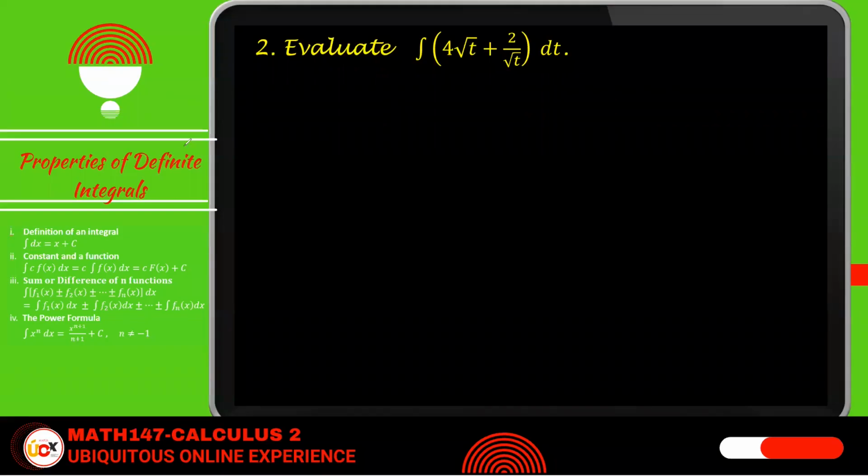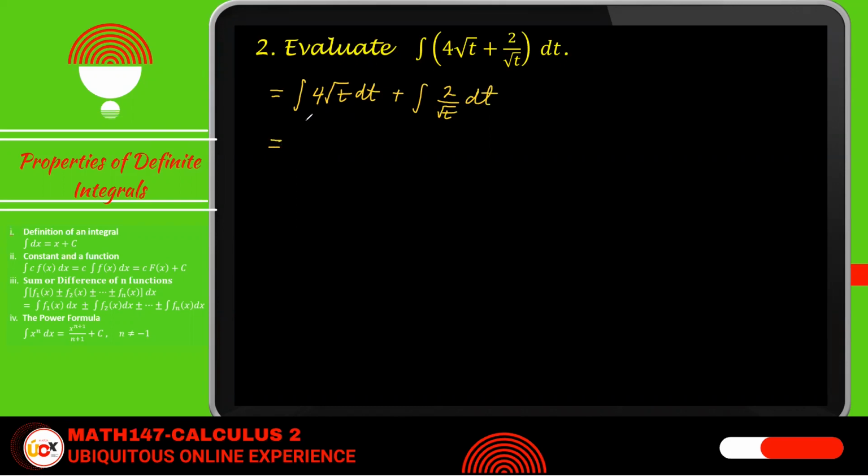Okay, another example. Suppose we are asked to evaluate the integral of 4 square root of t plus 2 over square root of t dt. Because the integrand is a sum of two functions, we can break this into two integrals. So we have the integral of 4 square root of t dt plus the integral of 2 over square root of t dt.